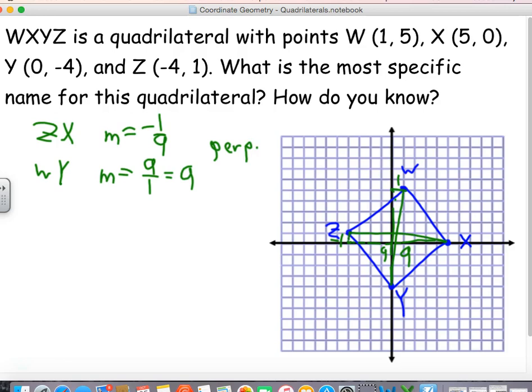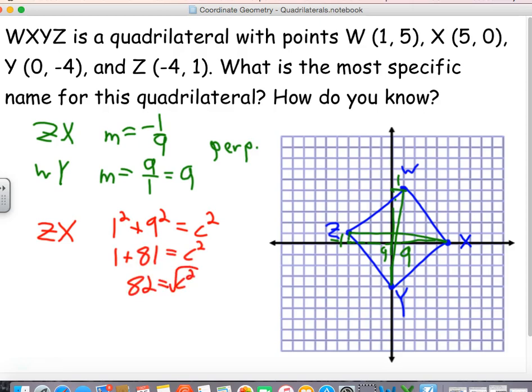So we need to figure out the distances. To do that, you just need to use the Pythagorean theorem. We counted 1 and 9. Don't worry about the signs right here. You can use the signs, but you don't have to. So for the distance of ZX, we're going to say 1 squared plus 9 squared equals C squared, where C is the length of ZX. 1 squared is 1, 9 squared is 81. So we get 82, and then take the square root. So C equals the square root of 82, which I believe is about 9.06.